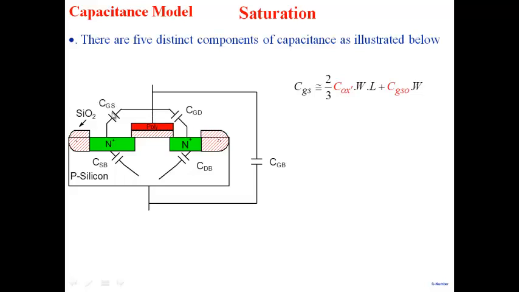Between gate and source, there is CGS. Between gate and drain, there is CGD. Between source and body, we call it obviously CSB. And between drain and body, CDB. And there's a capacitance between gate and body as well. And what we are going to do is look at these capacitances in the saturation region.